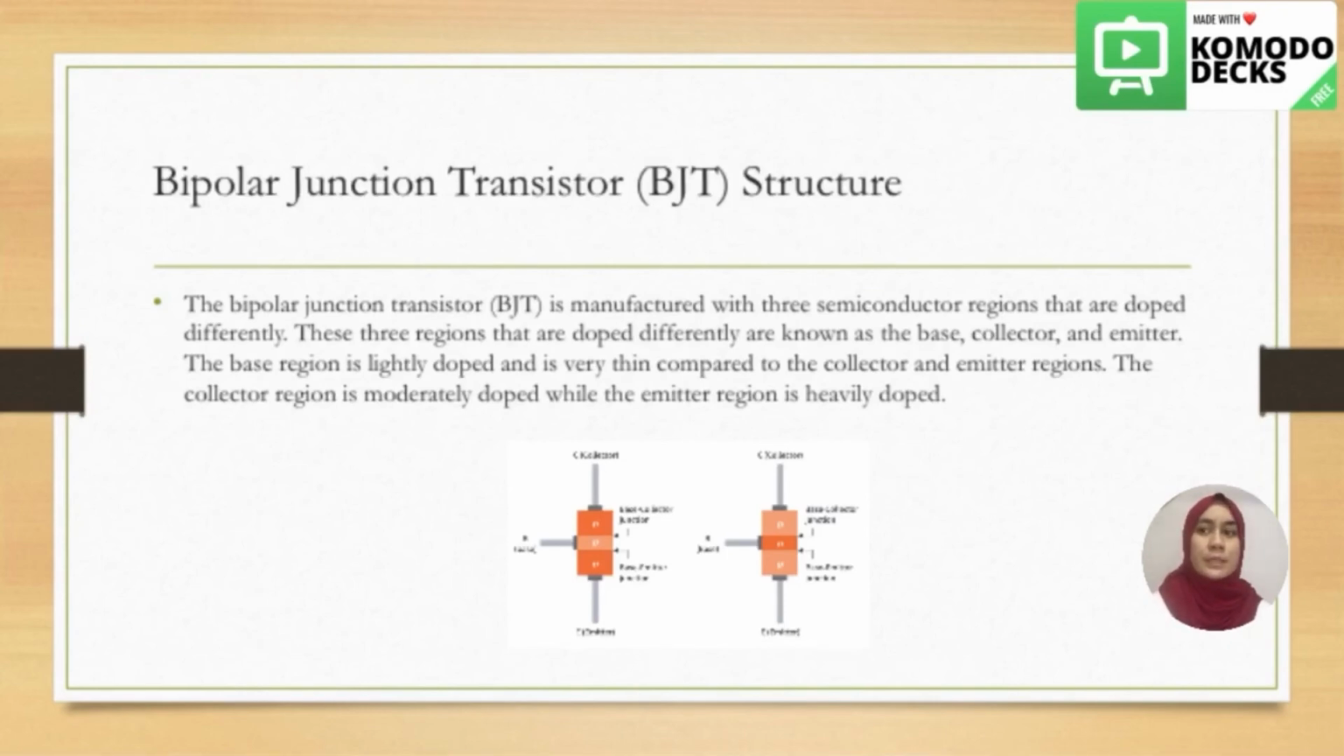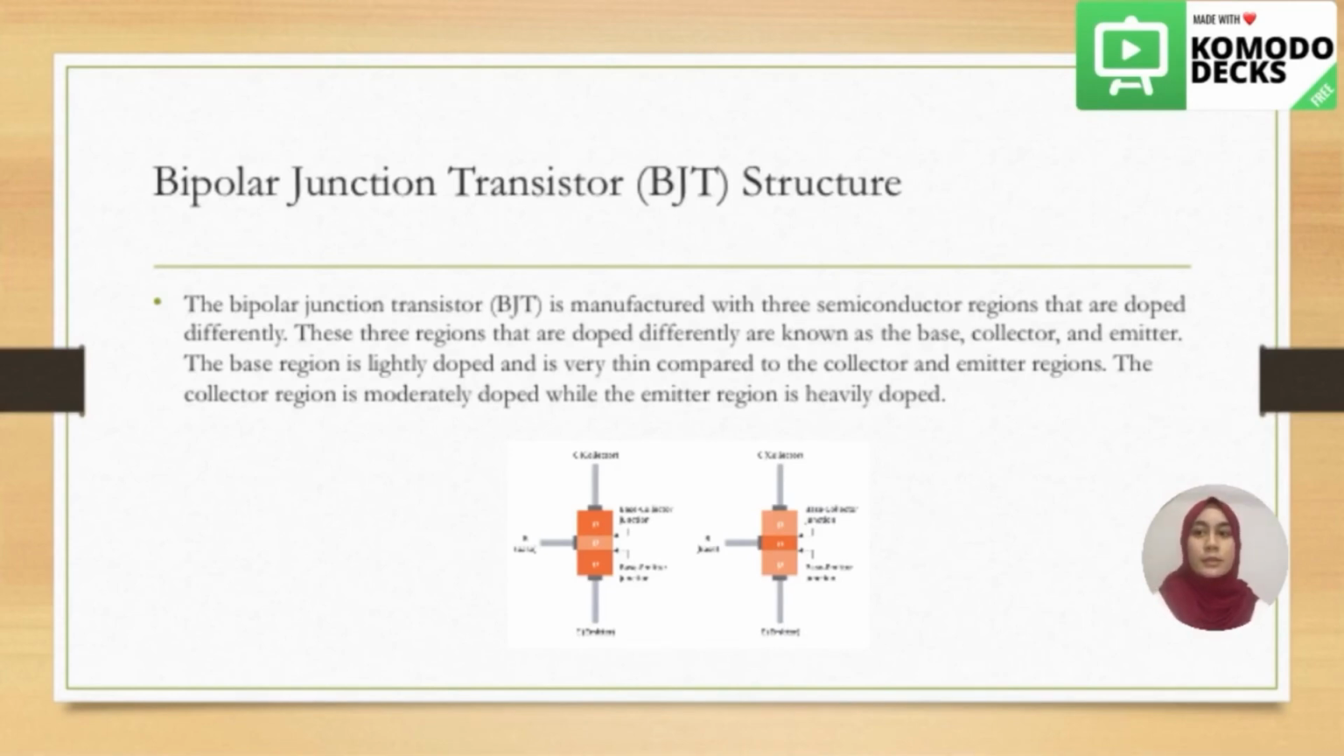A BJT can be an NPN or a PNP type. The NPN type consists of two N regions separated by a P region. The base region is the P-type material, while the collector and emitter regions are N-type material. In the PNP type, the transistor consists of two P-type regions, the collector and emitter, separated by an N-type base region.